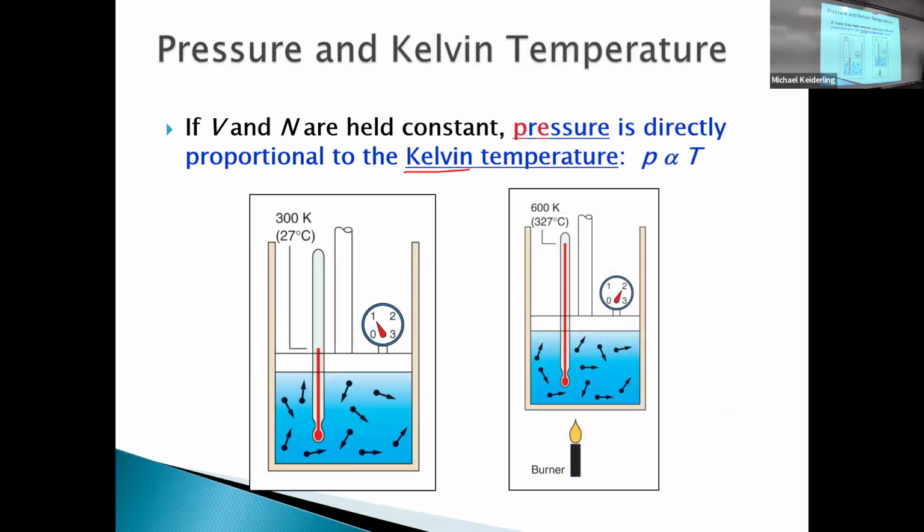If volume and number of molecules are held constant, we also find pressure is directly proportional to Kelvin temperature. So that's temperature in Kelvin. You need to measure from absolute zero, so it's actually proportional to the kinetic energy. The idea is you increase temperature, molecules move faster, they bounce off the walls more often, and they hit harder when they bounce off the walls. That increases the pressure.